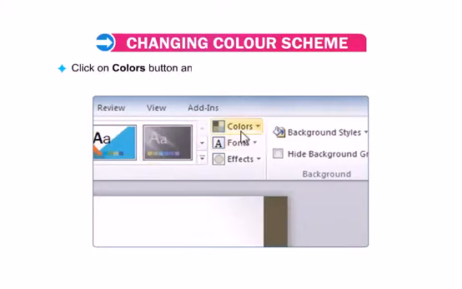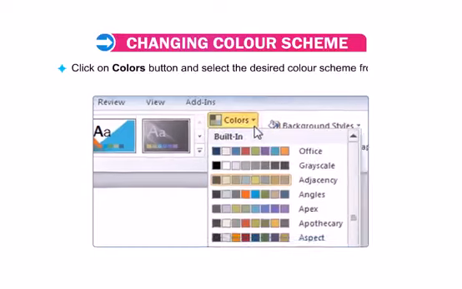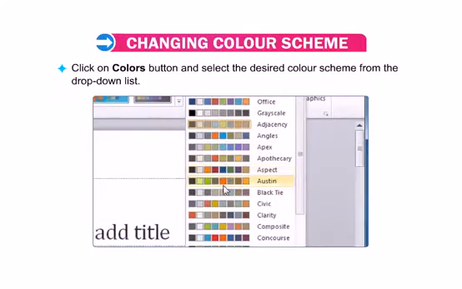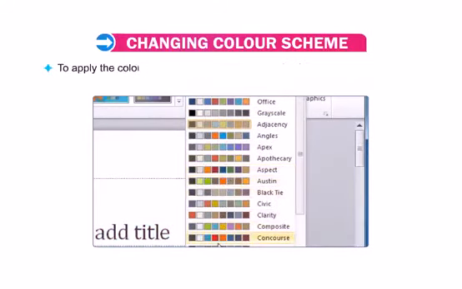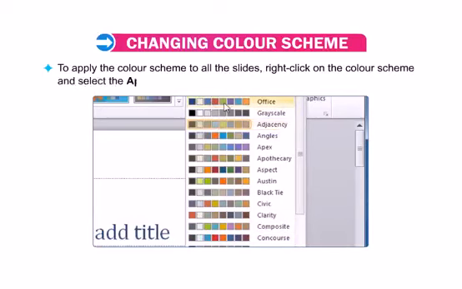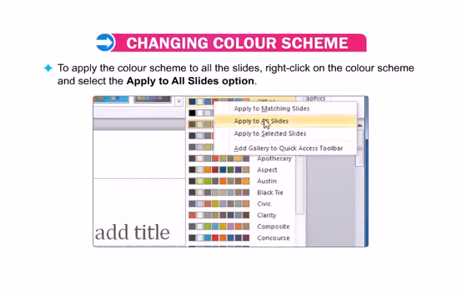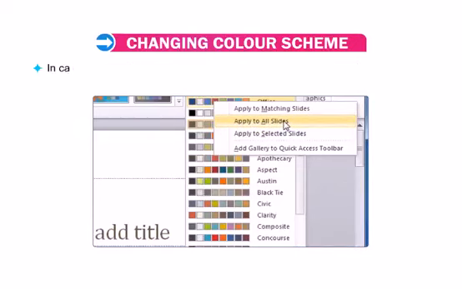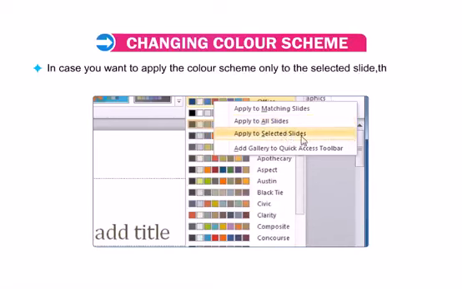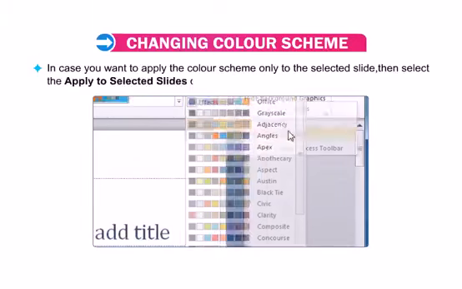Click on the Colors button and select the desired color scheme from the drop-down list. To apply the color scheme to all the slides, right-click on the color scheme and select the Apply to All Slides option. In case you want to apply the color scheme only to the selected slide, then select the Apply to Selected Slides option.